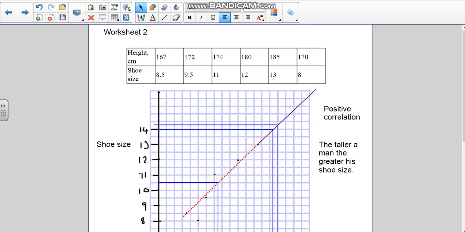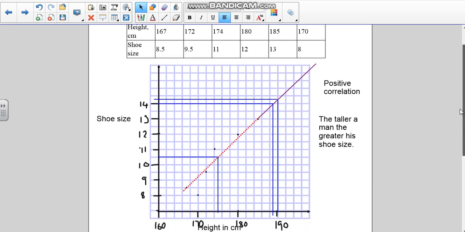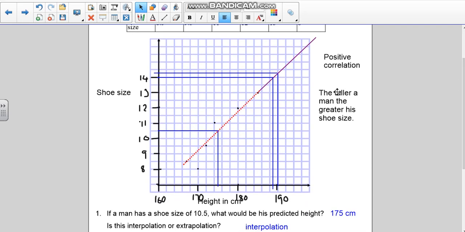Okay, so this is question 1. The points are plotted here. We've got positive correlation because the points are going in this direction, which is my red line, which means the taller the man, the greater his shoe size. So a tall man will have a large shoe size, a shorter man will have a smaller shoe size.